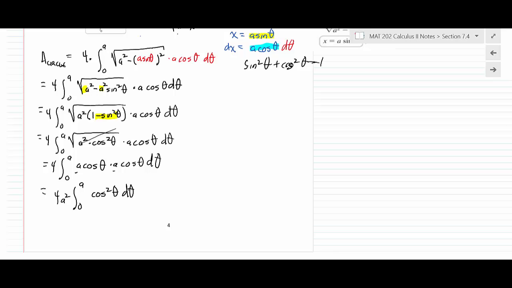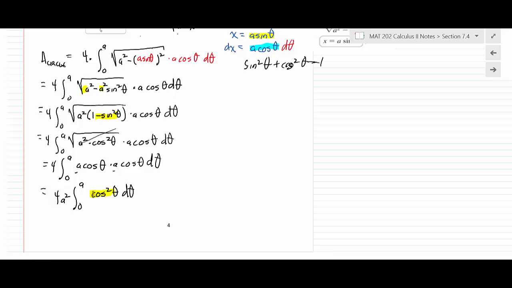Again, since it's an a squared minus x squared integral, that's the reason we did this sine substitution. Now we've learned how to do powers of sines and cosines. So do you guys remember what you would do to integrate something like cosine squared theta?